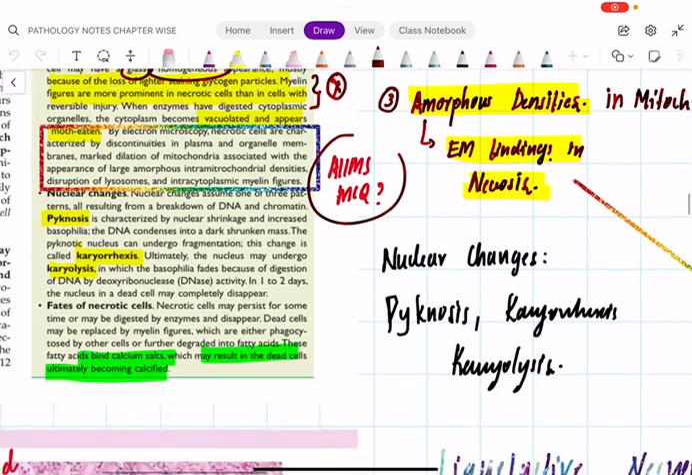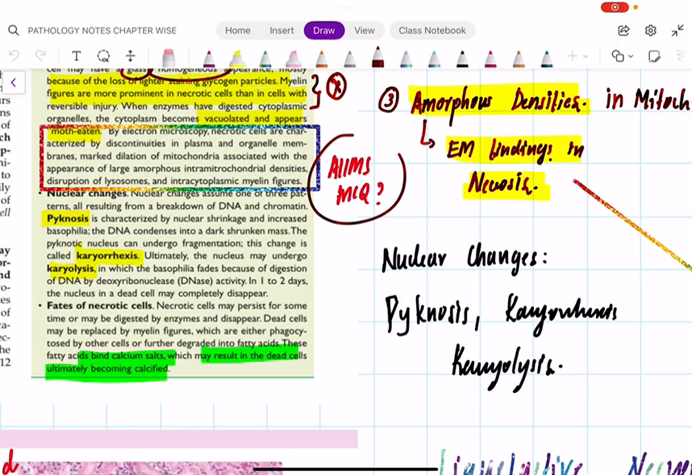Then what are pyknosis, karyorrhexis, karyolysis? They are the nuclear changes. Pyknosis means nuclear shrinkage. Karyorrhexis means nuclear fragmentation. Karyolysis means complete loss of basophilia. That is what I have told you. Loss of basophilia is one of the reasons for increased eosinophilia.